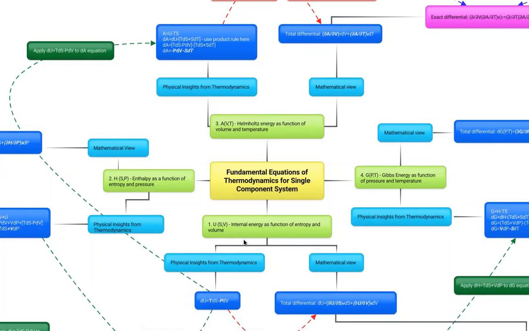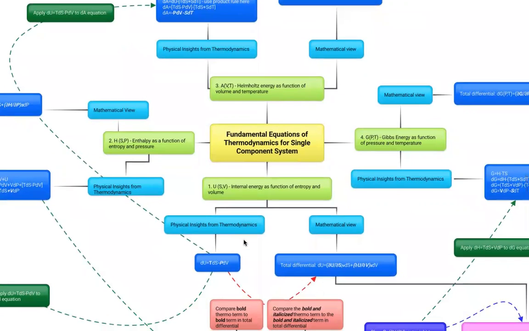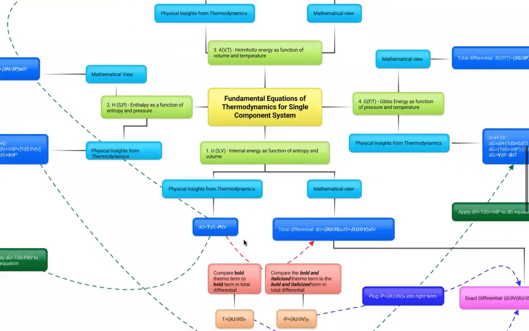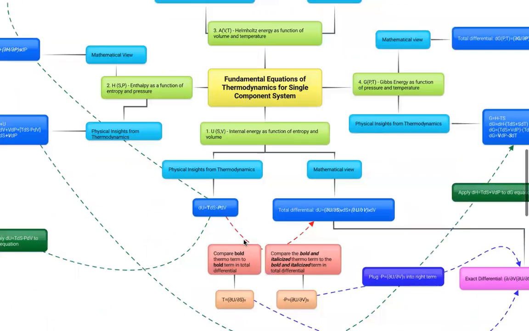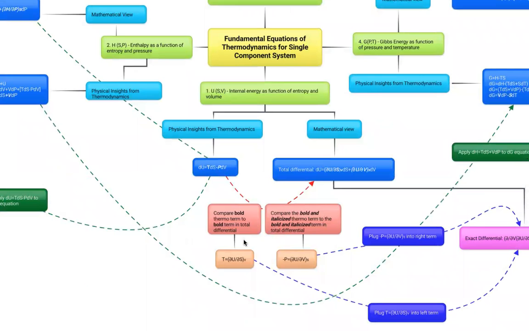After I did that, I branch each of those further. I go from the green bubble with the fundamental equation, internal energy, and I look at it from the thermodynamic view and the mathematical view. I'm going to walk through the internal energy one a little bit. From the physical insights of thermodynamics, you know that dU equals TdS minus PdV. And in the mathematical view, you get a total differential, which is written like so.